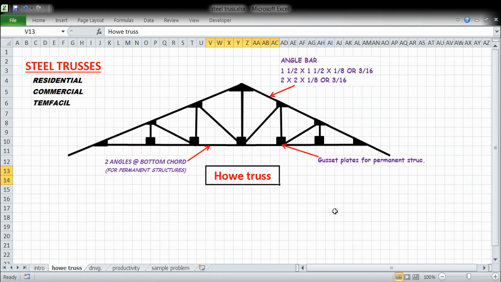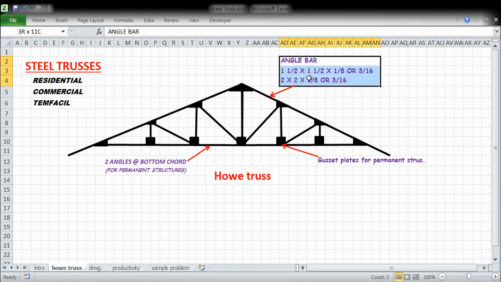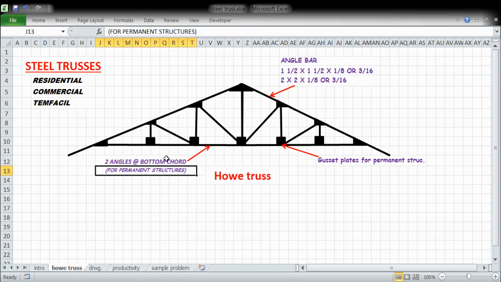Okay, so ang ating i-discuss ngayon, ang particular na truss ay yung O-truss. Ito yung most commonly used steel trusses for residential, commercial, at temporary facilities. So, ito yung kanyang configuration. Kalimitan ginagamit ito, yung angle bars na to, 1 and 1/2 by 1/8 or 2 by 2 by 1/8. Kalimitan for permanent structures, meron siyang gusset plate, tsaka double angle siya, 2 angles at the bottom part. Itong kalimitang setup ng O-truss.